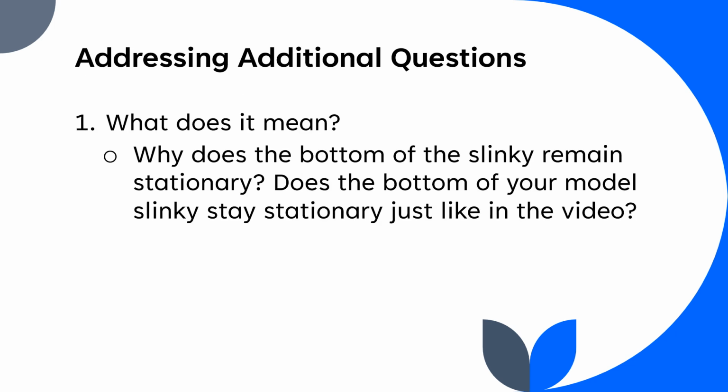Now to address some additional questions. First, why does the bottom of the slinky remain stationary? The bottom of the slinky remains stationary because, as previously mentioned, the tension force of the slinky is equal to gravitational force, and therefore the slinky is in static equilibrium since the two forces are opposite and equal. It will remain stationary with zero net force until the slinky reaches the bottom of the coils, where it will then be acted upon by gravity.